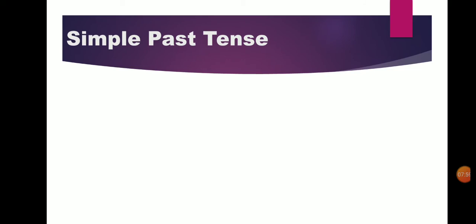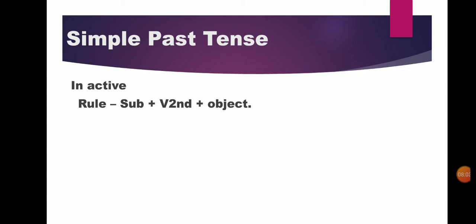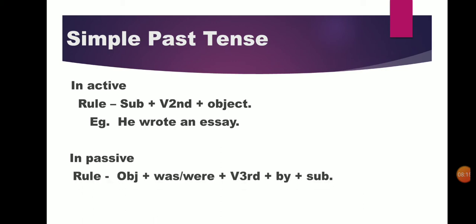Next is simple past tense. In active there is a rule: subject, then after subject we use verb second form, then object. Example: he wrote an essay. In passive voice, the rule will become: first of all we write the object, then was, then verb third form, then by, and at last subject. And the example: an essay was written by him.